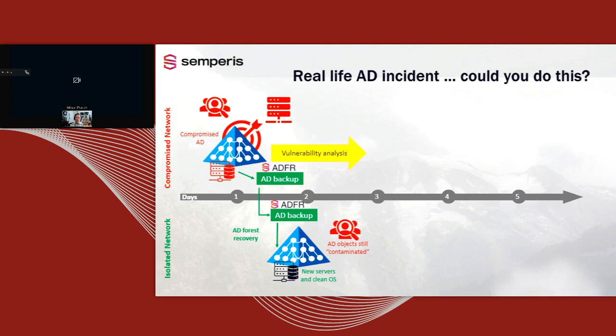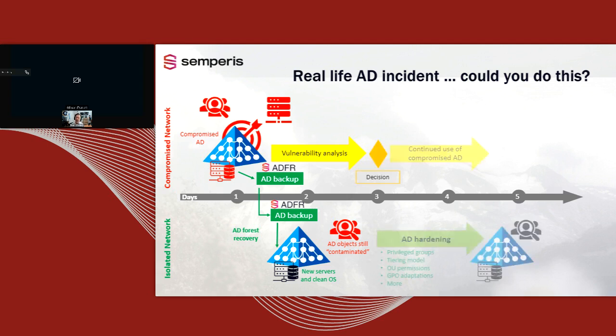So our team had to do a vulnerability analysis. How bad was it? How bad was their production one? What should they do? Should they try to clean up the production one or take another route? Well, the decision was made to clean up and harden the Active Directory in the isolated network while continuing the use of the compromised AD, so the threat actors didn't know that this remediation was going on inside the isolated network.